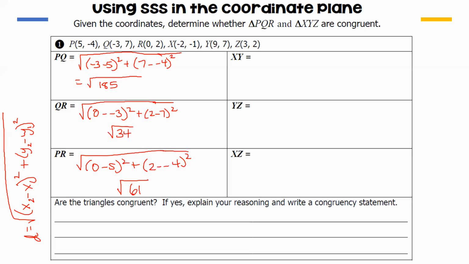Go ahead and find the length of xy, yz, and xz, and leave it in the radical. Don't round it. You don't even have to simplify the radical. Just leave it in the radical.